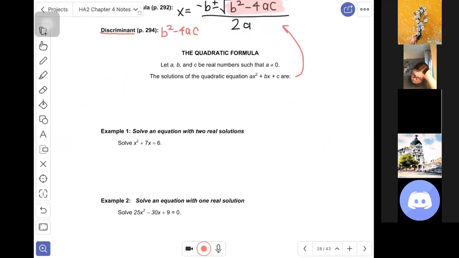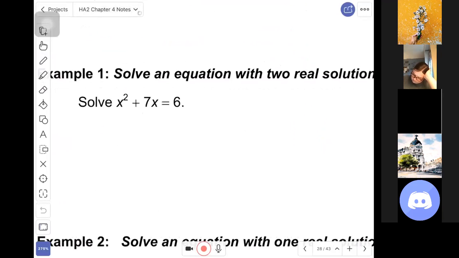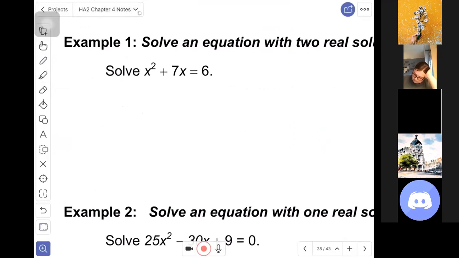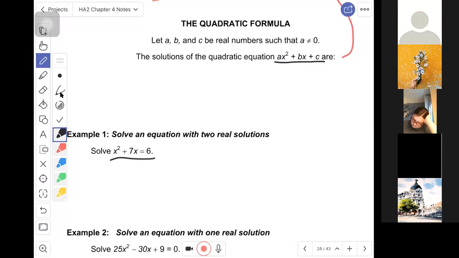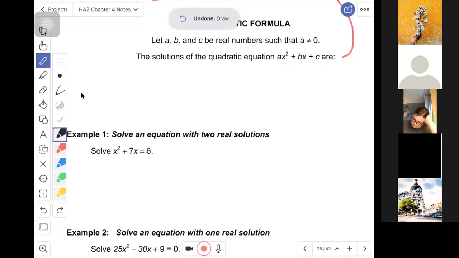Example 1 says solve x squared plus 7x equals 6. Now what do we need from looking up here? How is this equation written? What's different between the way ax squared plus bx plus c is written and this x squared plus 7x equals 6? Helene, what is different? The c is on the other side of the equal sign. Yeah, so we got to bring that over. So let's go ahead and do that.